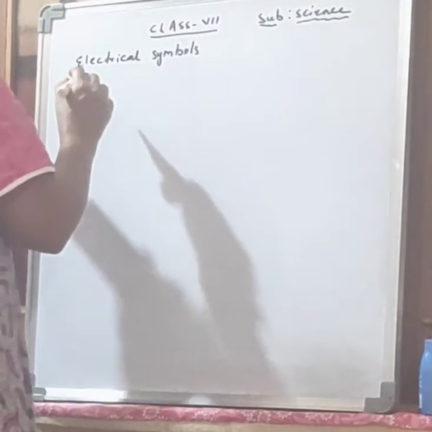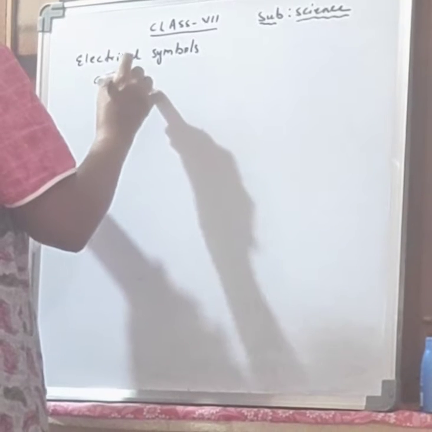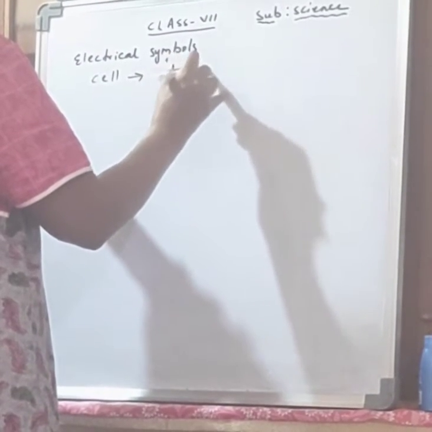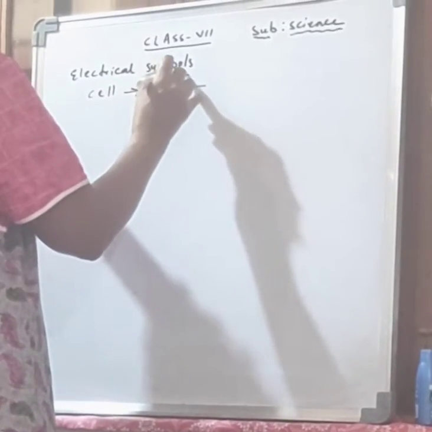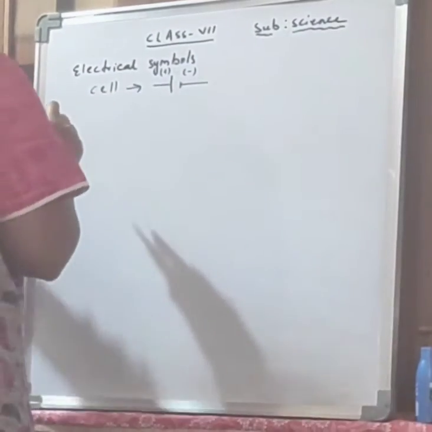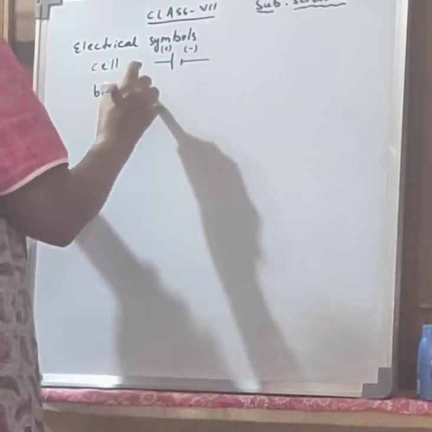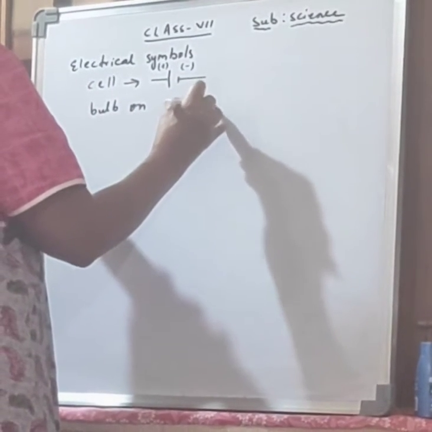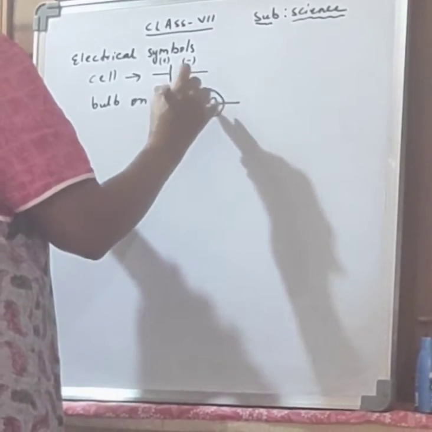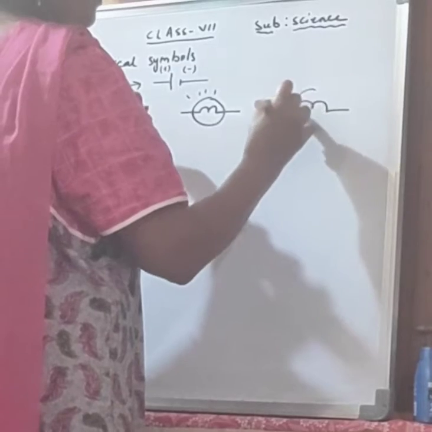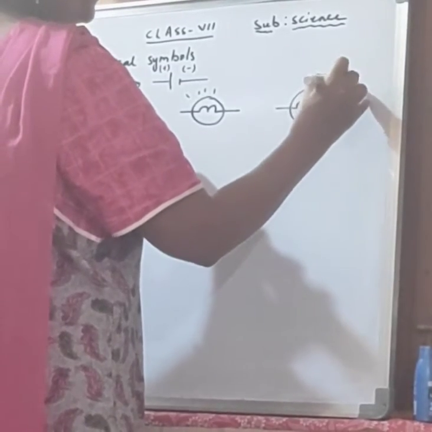Cell, the symbol of a cell is like this. This is positive and this is negative. Okay, this is the symbol for a cell. And bulb, on and off, I told you, no? Bulb on, like this symbol. The on symbol is like this, the off symbol is like this. Okay, on, off.